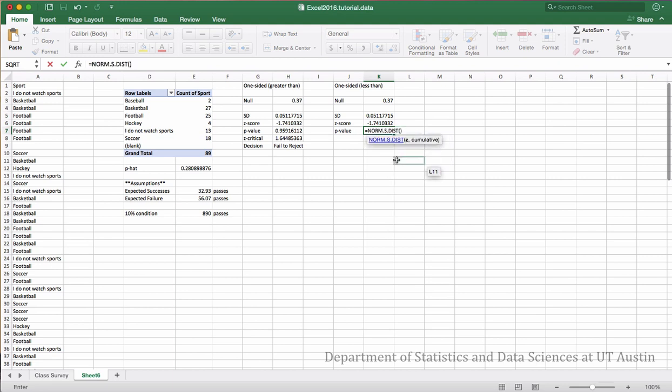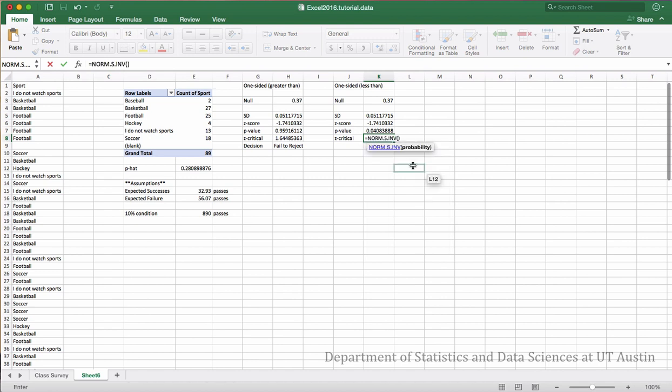So I'm going to use the NORM.S.DIST. I'm going to select the z-score that I just calculated, and I'm going to say true. This will report the probability of getting something less than negative 1.74, which we get 0.04. That is just below our significance level of 0.05. We could also calculate a z-critical.